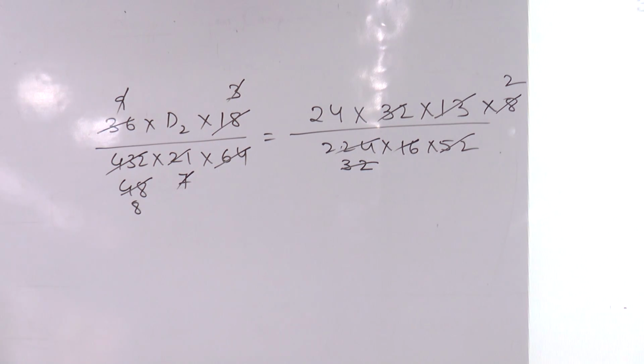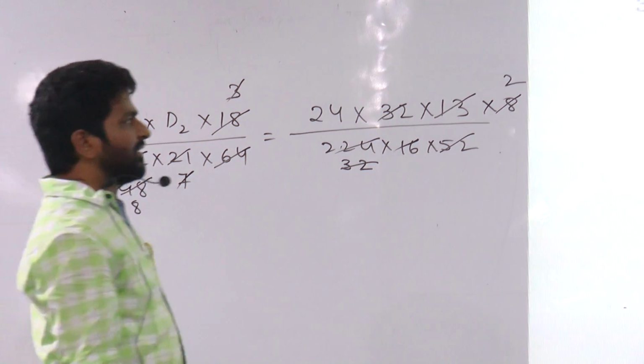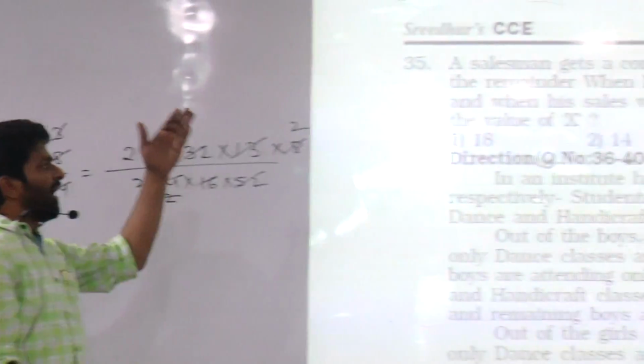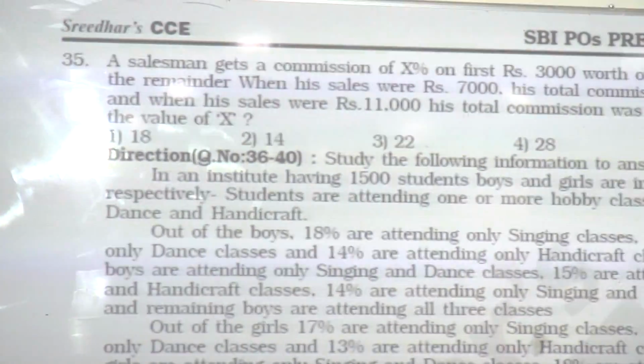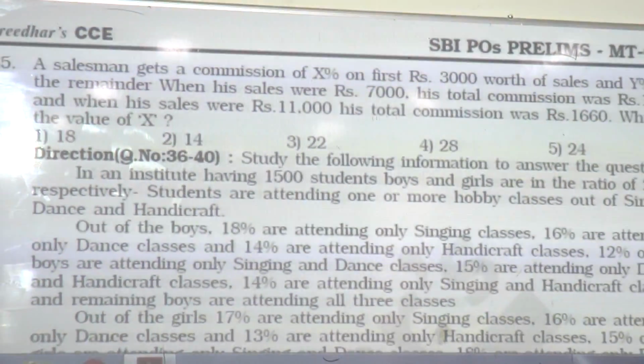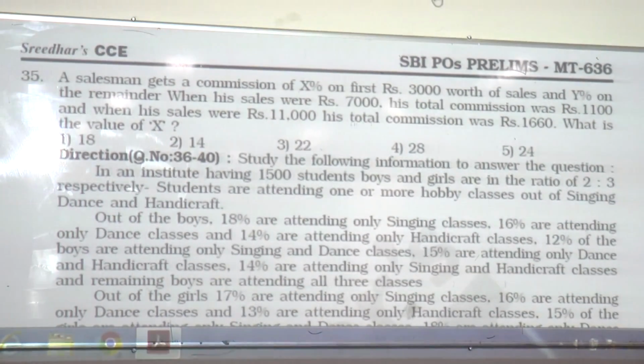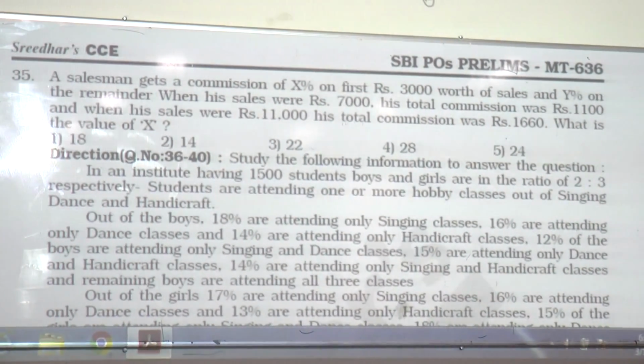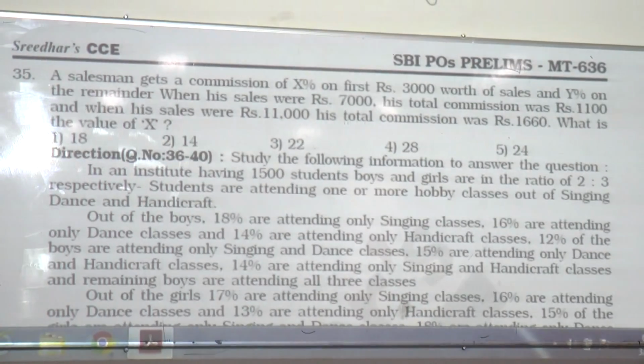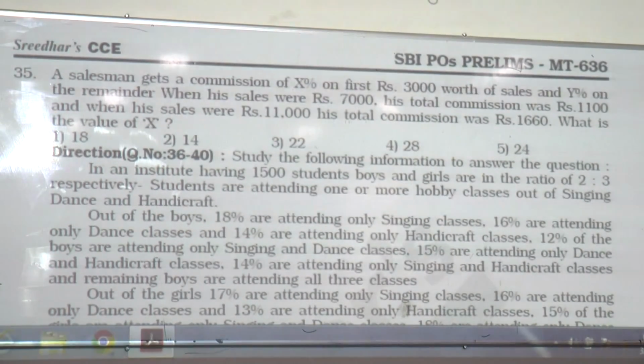A salesman gets a commission of X% on the first 3,000 worth sale and Y% on the remainder. When his sales were 7,000, his total commission was 1,100, and when his sales were 11,000, his total commission was 1,660. What is the value of X?